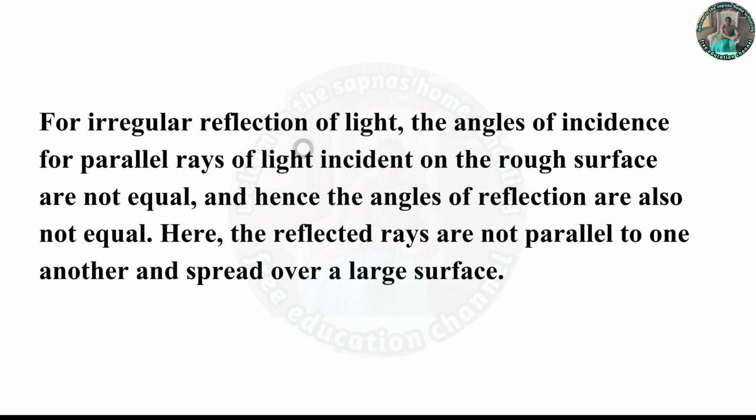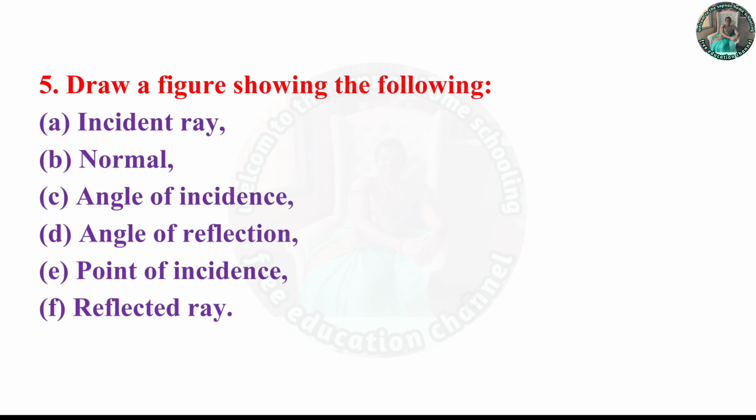For irregular reflection of light, the angles of incidence for parallel rays of light incident on the rough surface are not equal, and hence the angles of reflection are also not equal. Hence, the reflected rays are not parallel to one another and spread over a large surface.